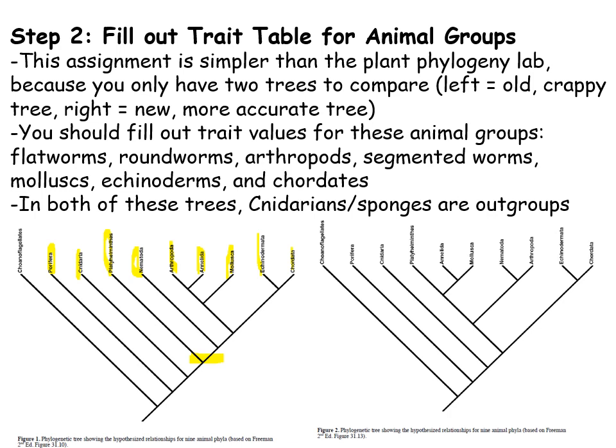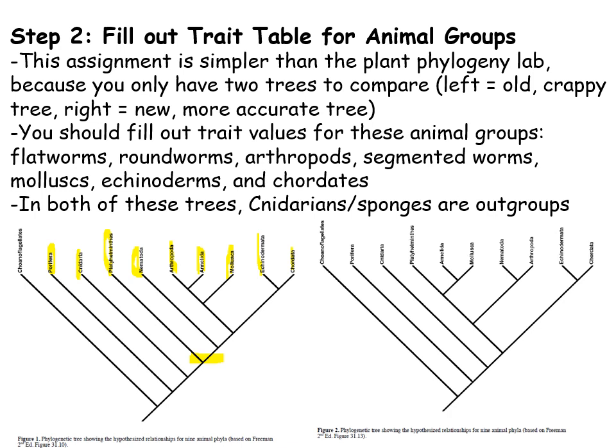So this tree looks very different than the tree I presented to you during the class, and that's because this tree is wrong. It's an old tree. If you looked at a textbook from, I don't know, 30, 40 years ago, it might look a lot like this. So this is what people used to think, but it's wrong.